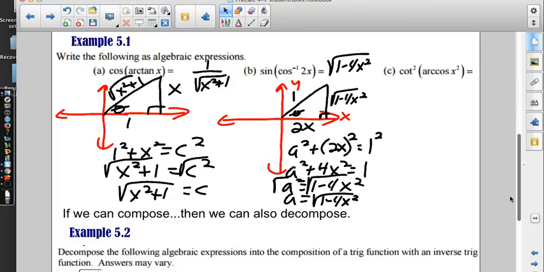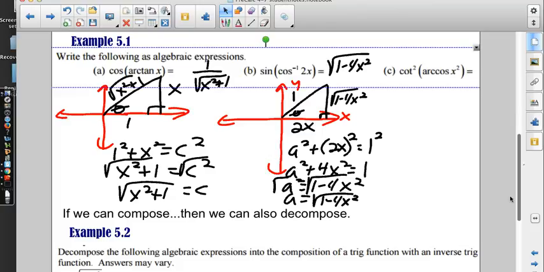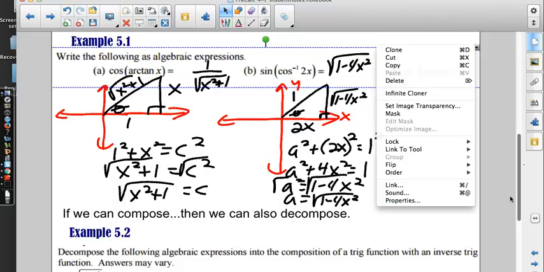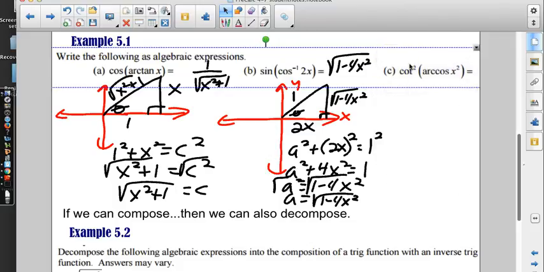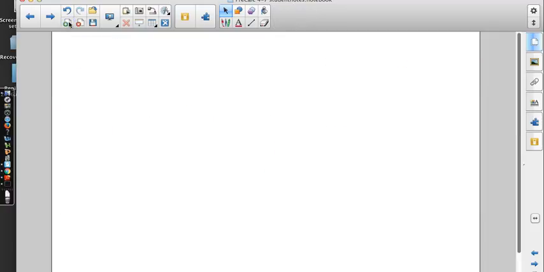Alrighty. I have to steal this to get another page. So everybody can see.